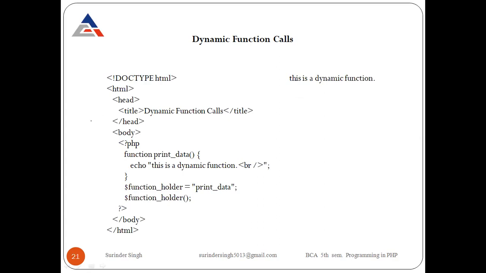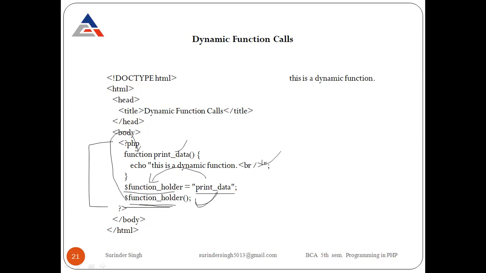In this example, in the PHP code, we have created a function print data, and we are printing in this function. This is a dynamic function, and here we are creating a variable named function holder, and assigning the function name as a string to the variable. Clear? And we can use these variables the same as we are using functions. Okay, now this is the function call statement. It will transfer the control here. Clear?